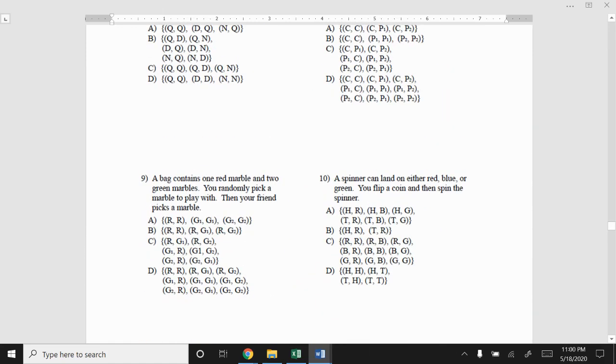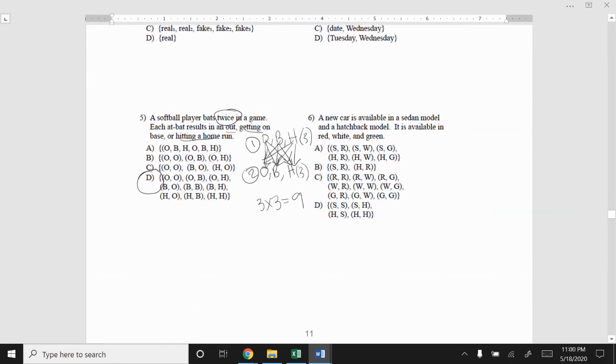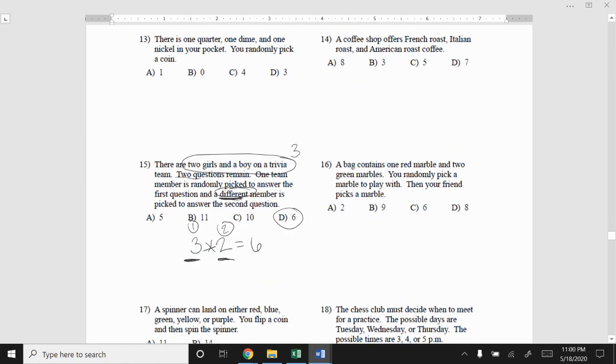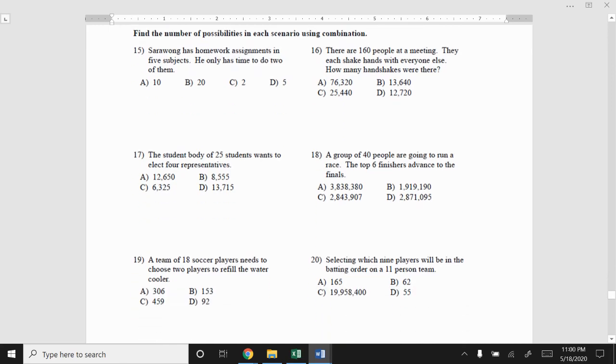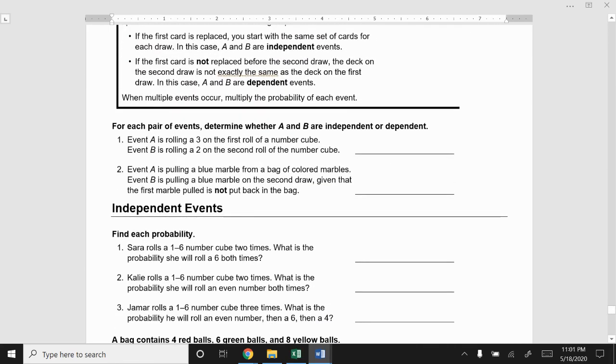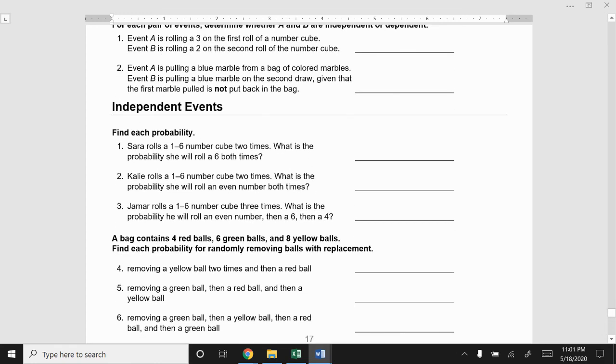You had to subtract 1. Whereas up here, the first one would not affect the second one. So if the softball player got out on the first one, she wouldn't affect if she got out, got on base, or hit a home run the second time. And so this would be an independent event, whereas this one would be a dependent event. So going back to that lesson, the first ones you're telling are independent or dependent, and the rest of them you are finding each probability.